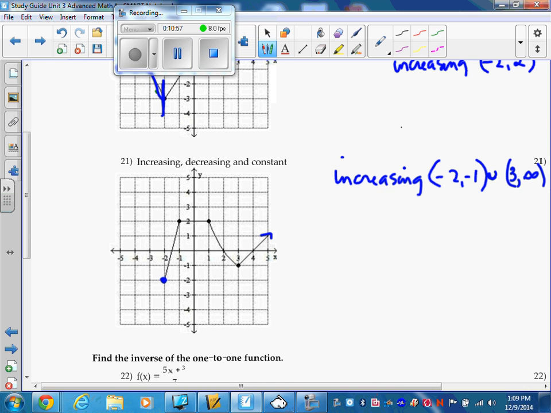Now what about decreasing? What section is decreasing? Just the section from here to here. So again, we use the x values, 1 to 3, to name that, and then it does stop. And then we have this constant piece that's right here. This is the constant piece. And it is -1 to 1.